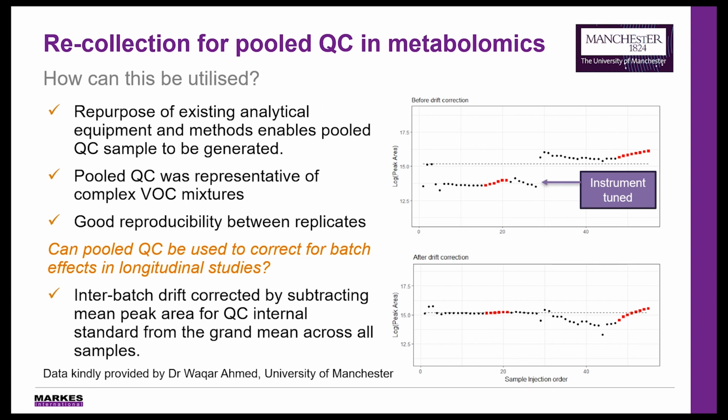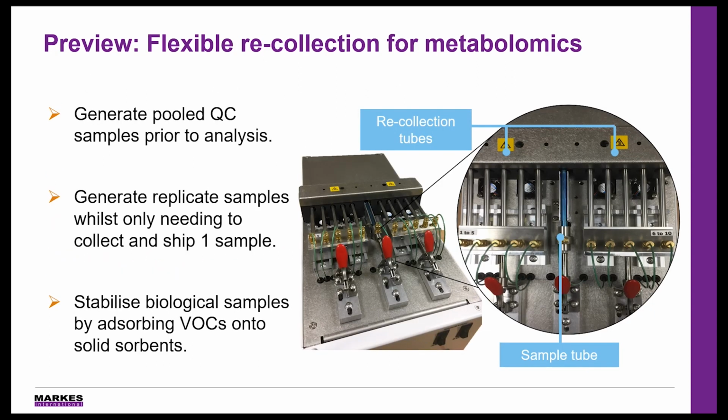So to simplify this process, here's a quick preview of something we've been working on to help generate pooled QC samples prior to analysis. Looking at the image, you can see a sorbent tube is placed in the oven at the centre, and this is then heated with a gas flow to desorb it onto up to 10 other sorbent tubes. This splits the original sample, enabling replicates to be produced, whilst only one sample is required to be taken during collection and transportation.